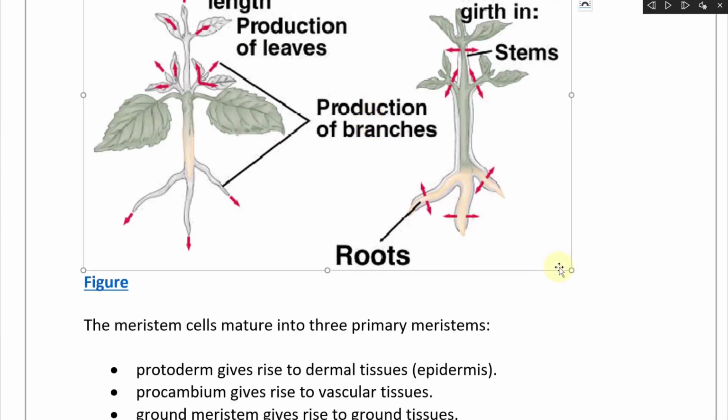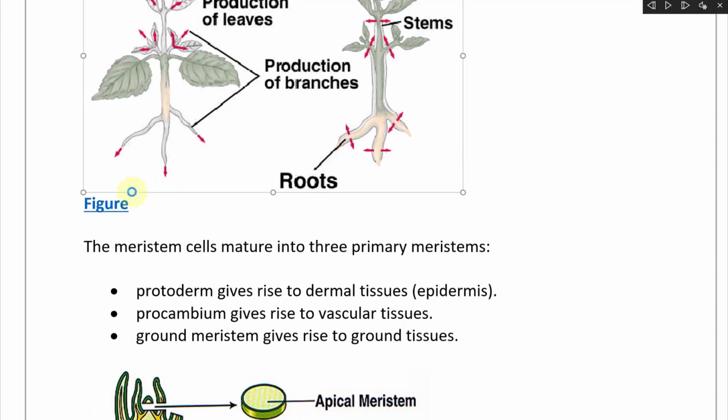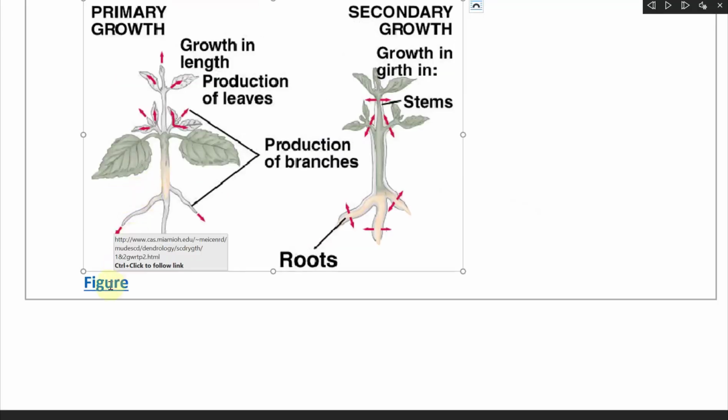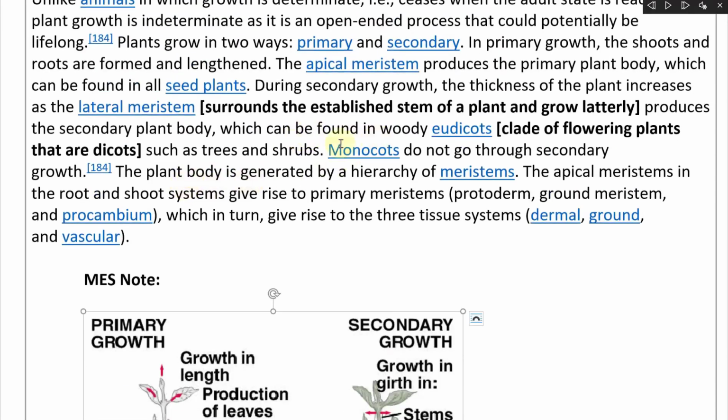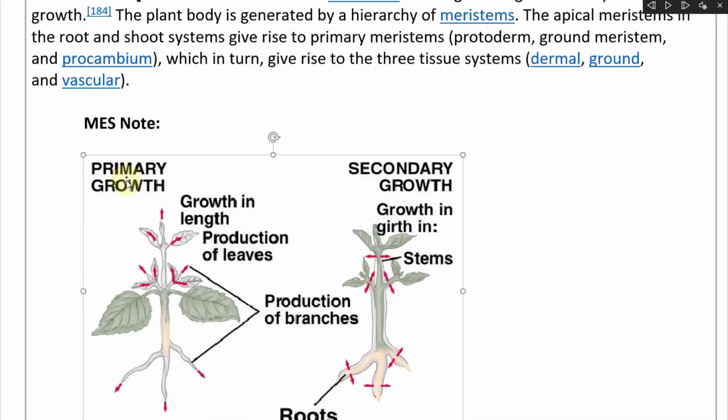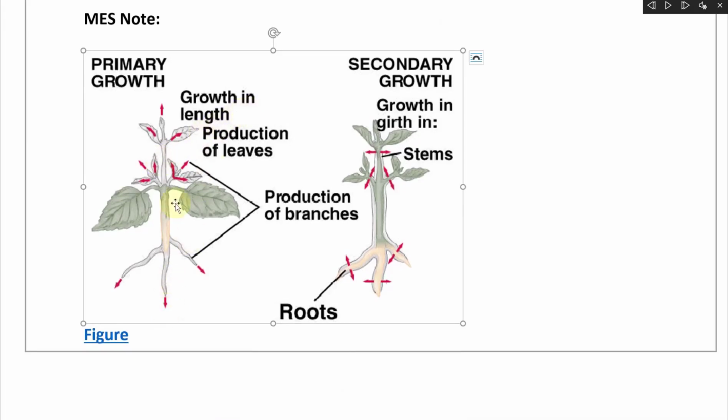So here are the types of growth right here. Let's make this a bit smaller. This figure is from cas.miamioh.edu. And this is for dicots, which have both of these. Monocots do not go through secondary growth. So primary growth is growth in length. Everything grows long, and you have the production of branches. This grows long, this goes outwards, this goes up and out. Growth in length, production of leaves, and production of branches there. And that's primary. And then the secondary growth is growth in girth, in stems, and production of roots here.